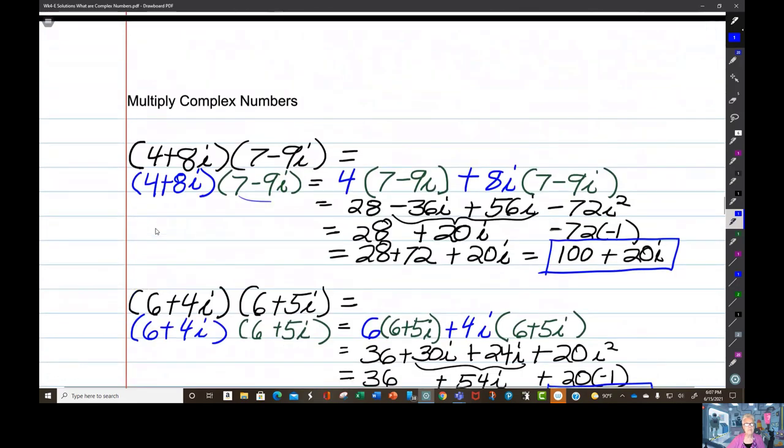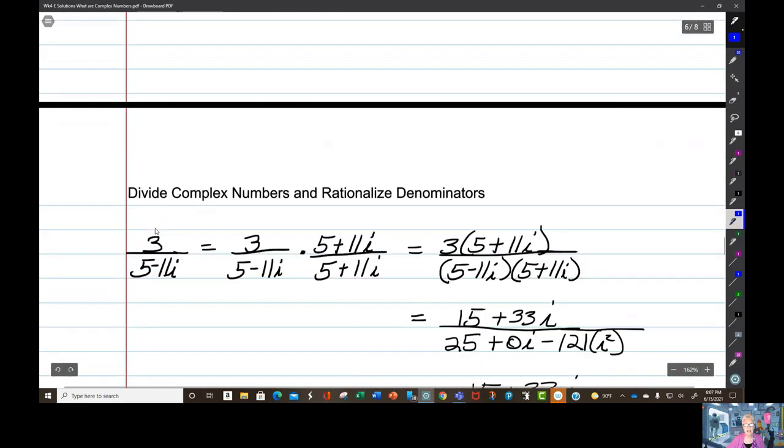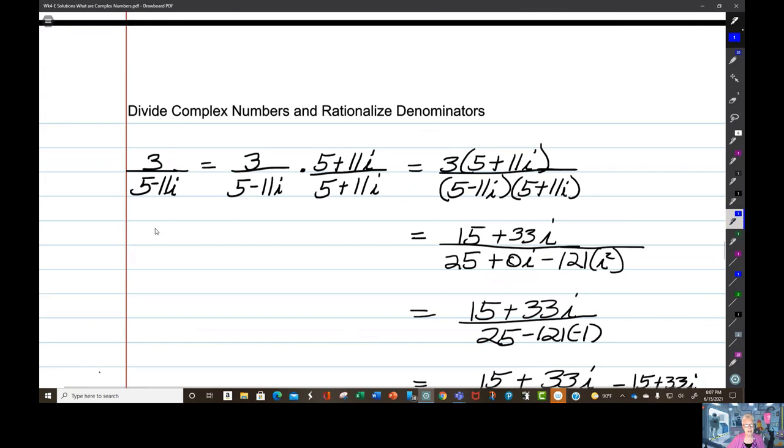Okay, now we have multiplied complex numbers. Now we're going to divide. And we're going to do just what we did when we divided radical expressions, because i is a radical. i is a square root. And you're not allowed to have a square root on the bottom of a fraction.